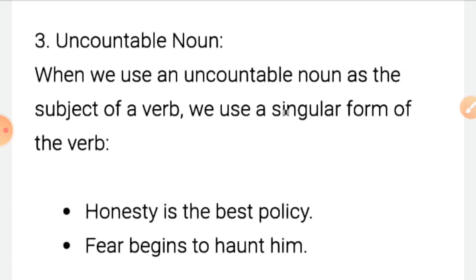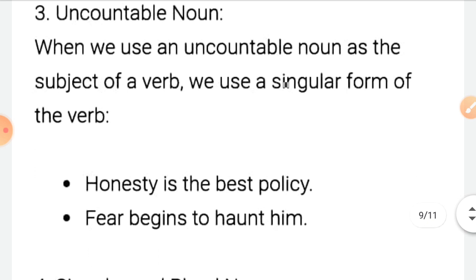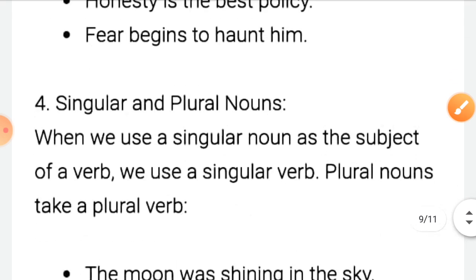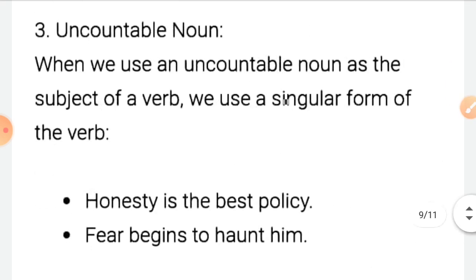Now we will see some other rules also, like uncountable nouns. What are uncountable nouns? Those nouns that we cannot count. When we see an uncountable noun as a subject of the verb, here is a sentence: honesty is the best policy. Which is the uncountable noun over here? Honesty. Why? Because we can't count honesty. So the subject is honesty, an uncountable noun. In this case we will use a singular form of verb. Honesty is the uncountable noun and is the singular form of verb. Fear is an uncountable noun and begins is the singular form of verb. So with an uncountable noun, a singular form of verb goes.